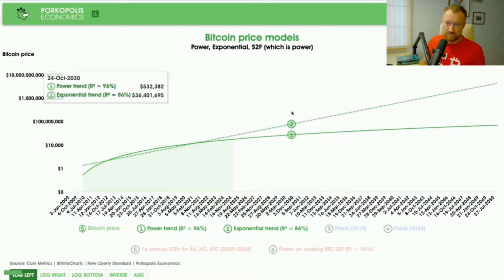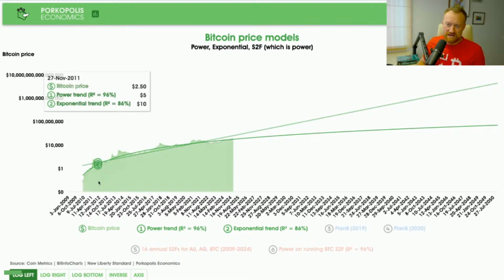Again, I would love it. I'm not saying I wouldn't love Bitcoin to do this, but by December 2030, the power curve statistically shows $556,000 Bitcoin. And the exponential curve shows $41 million Bitcoin. So those are your extremes. Number 1 and 2 are the extremes. And obviously everybody knows that I'm in the power curve camp, have been since 2018.